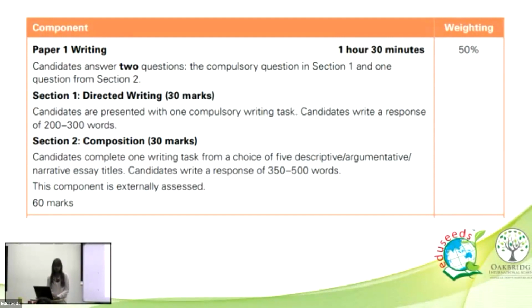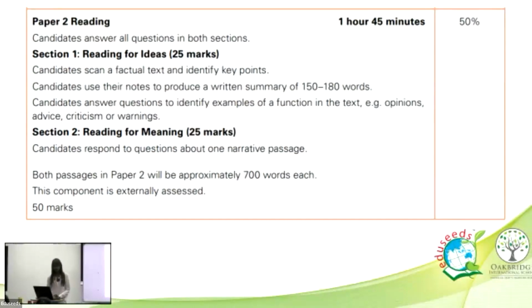For section 2, reading for meaning, it's also for 25 marks. So you will respond to questions about 1 narrative passage. Both the passages are given in paper 2 and it will be approximately 700 words each. And this component is also externally assessed and the overall marks for this paper is 50. So paper 1 is 60, paper 2 is 50. All right, so now we're going to go into very much detail about paper 1.